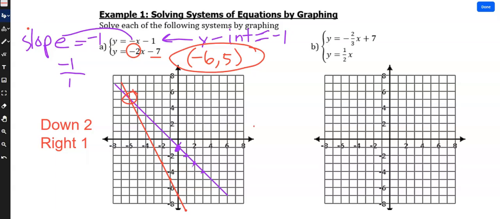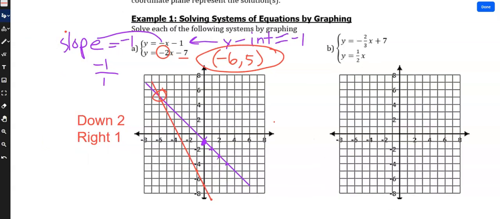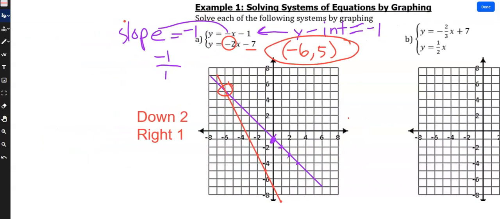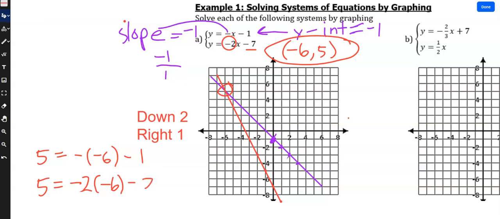Now, what did I mean by it makes the statements true? Well, in a future question, I'm going to show you that you can plug those in. But if I just quickly showed you that 5 equals the opposite of -6 minus 1, and 5 equals -2 times the opposite of 6 minus 7. So I basically took the coordinates and I plugged them into these two equations. And what you'll see is you get 5 on both sides, no matter which way you do it, right? 12 minus 7 is 5.